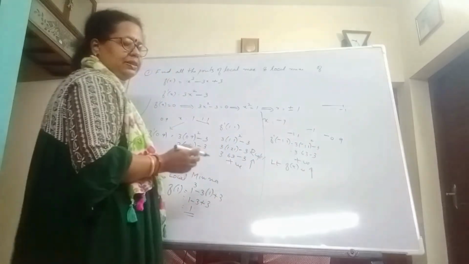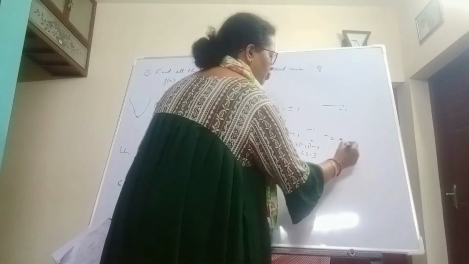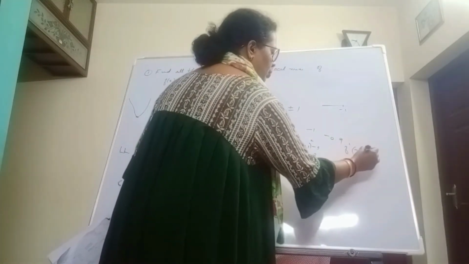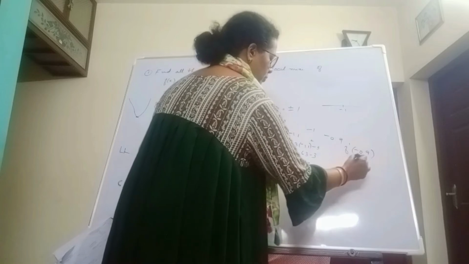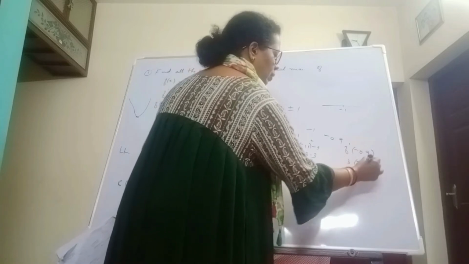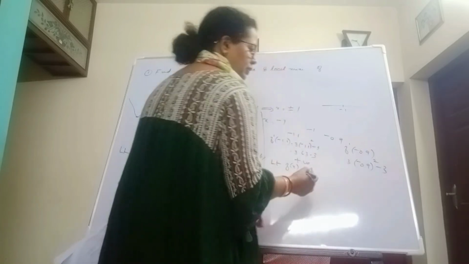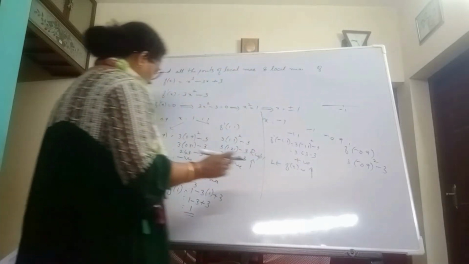Now check the right side. What is f dash of negative 0.9? It is 3 into negative 0.9 squared minus 3. So the same value, calculate.